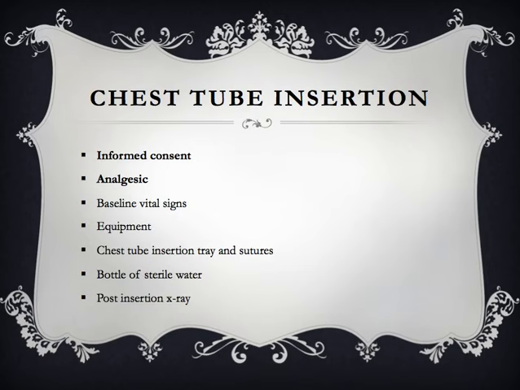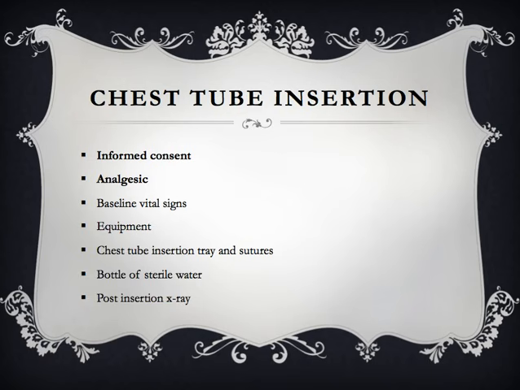Chest tube insertion is an invasive procedure, so we do need an informed consent. Now, if this is an urgent procedure and we're dealing with a tension pneumothorax, the physician or the nurse practitioner who's putting the chest tube in will do what's called a two-doctor consent, or will have two medical personnel sign saying that it is deemed medically necessary. You want to make sure that your patient has some analgesic on board if they can tolerate it, because chest tube insertion can be quite painful.